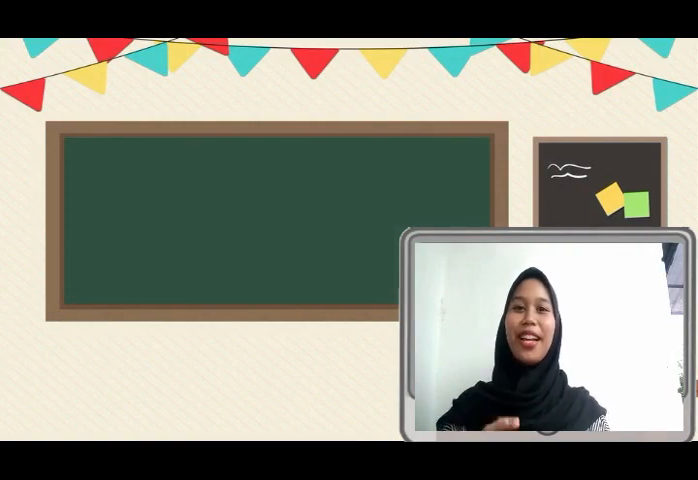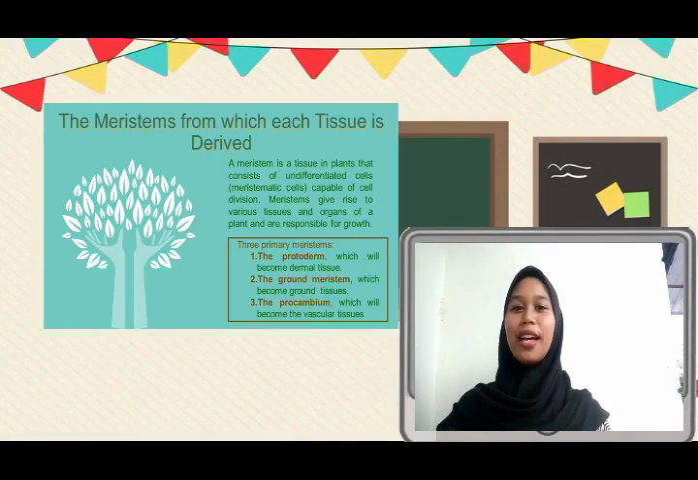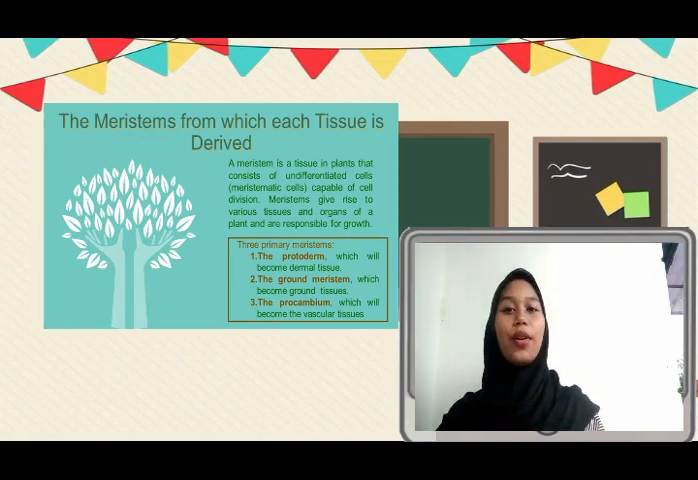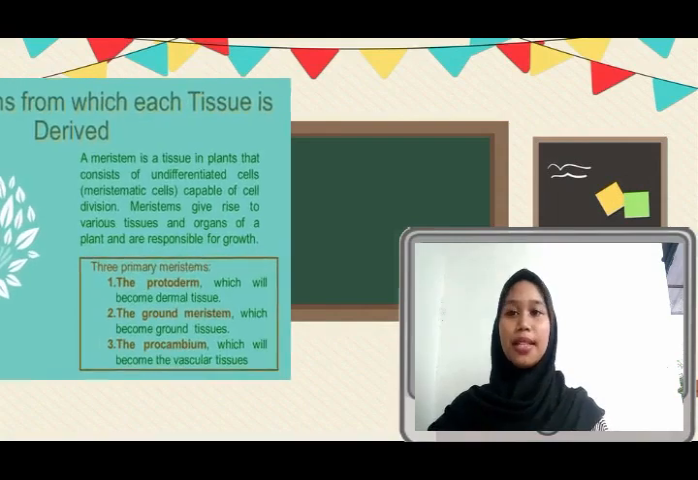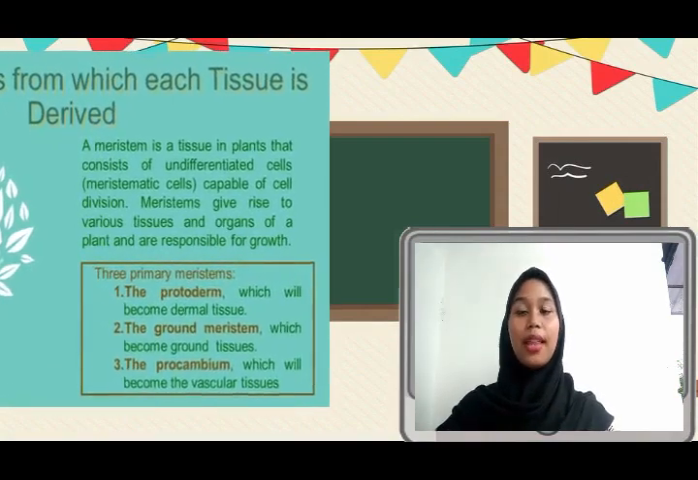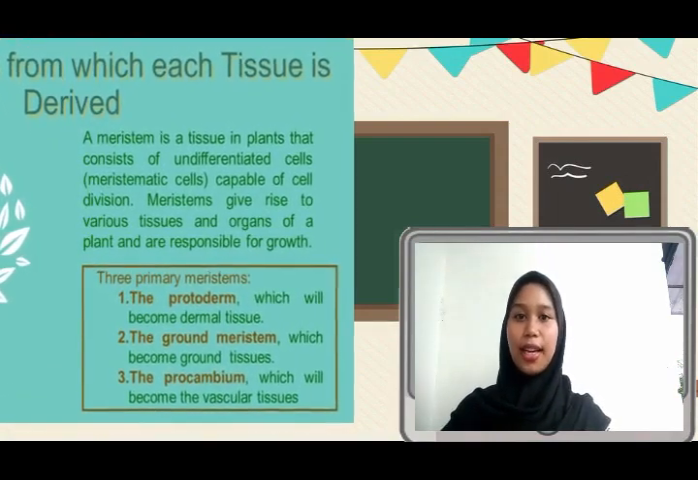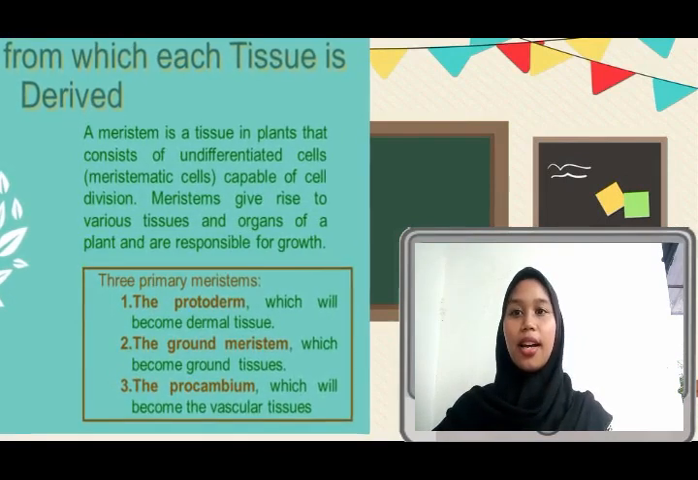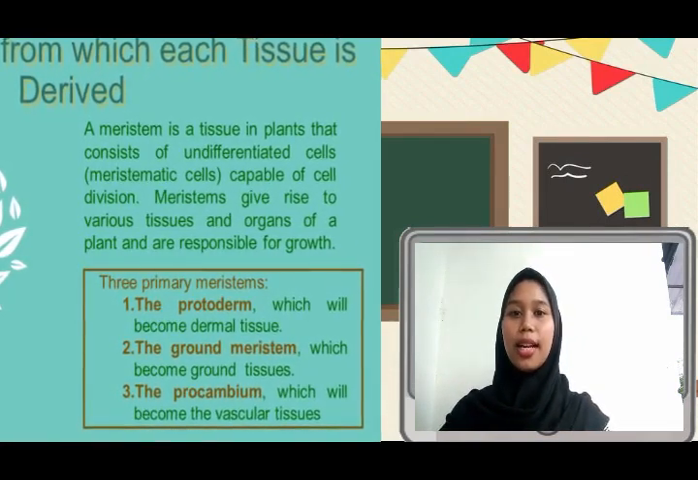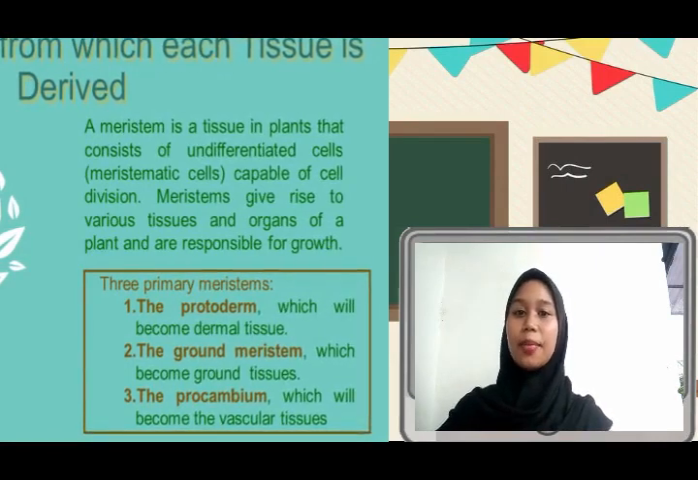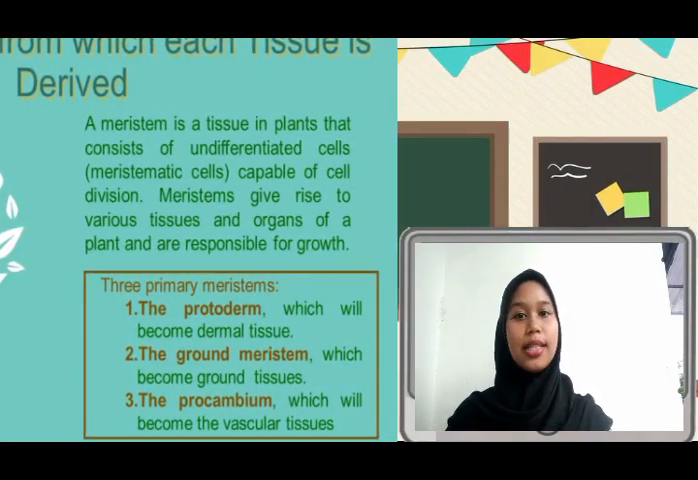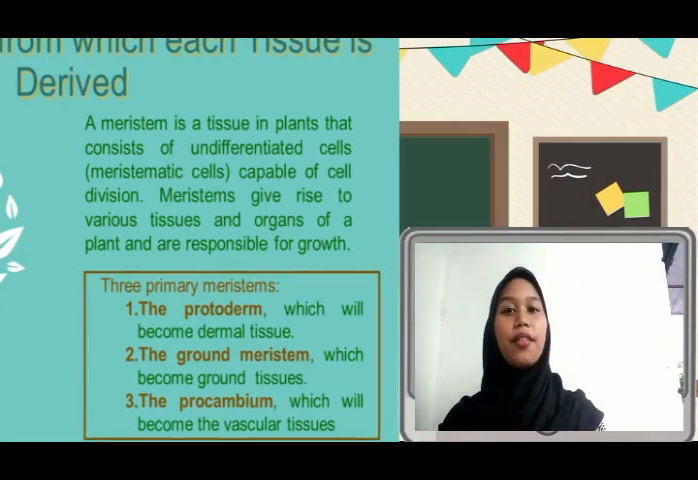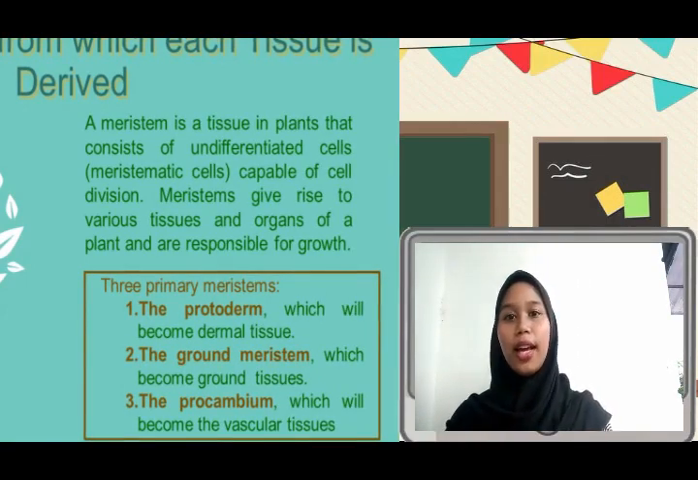Hi all, I'm Finalia and I want to explain what tissues are derived from meristems. But first, let me tell you what meristem is. Meristem is a tissue in a plant that consists of undifferentiated cells that actively carry out cell division. Meristems give rise to plant tissues and organs, and they are responsible for plant growth.